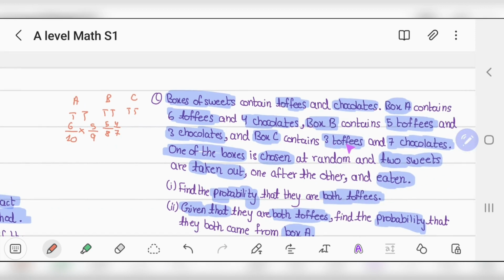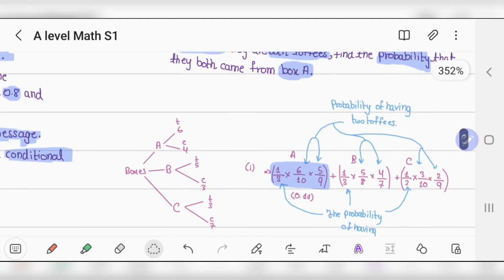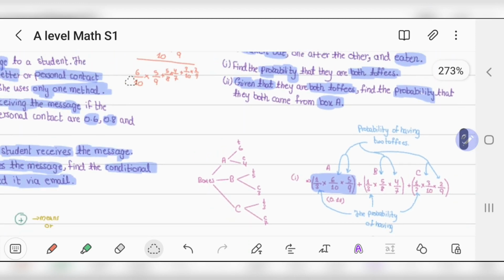So box C is 3 toffees, 7 chocolates, which means 3 upon 10 multiplied by 2 upon 9. Okay, so 6 upon 10 multiplied by 5 upon 9, plus 5 upon 8 multiplied by 4 upon 7, plus 3 upon 10 multiplied by 2 upon 9.